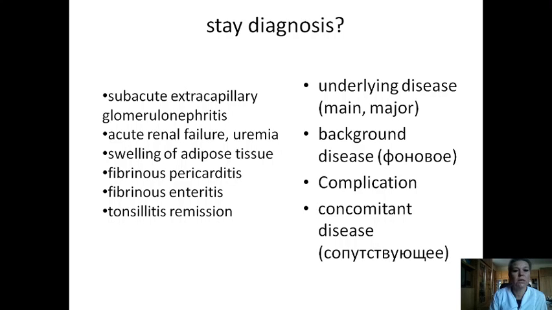In the left side, you can see main pathological processes and diseases in this situation: subacute extracapillary glomerulonephritis, acute renal failure with uremia, swelling of adipose tissue, fibrinous pericarditis, fibrinous enteritis, and tonsillitis in remission. You must sort those processes into the four main rubrics of diagnosis: underlying disease, background disease, complication, and concomitant disease.